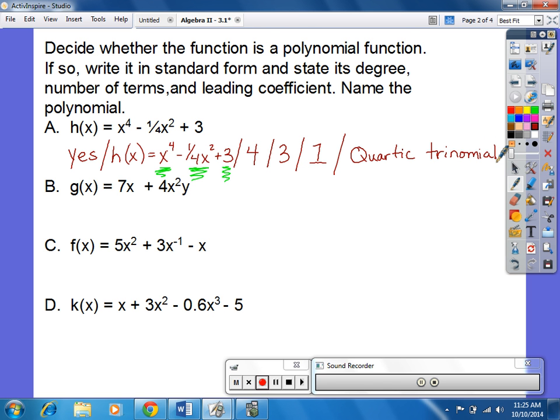Letter B, checking to see if it's a polynomial. My coefficients are real numbers, my exponents are whole numbers, so there's no problem there. Standard form. This has an x exponent of 2 and a y exponent of 1. It has the largest exponent, therefore it should be first.